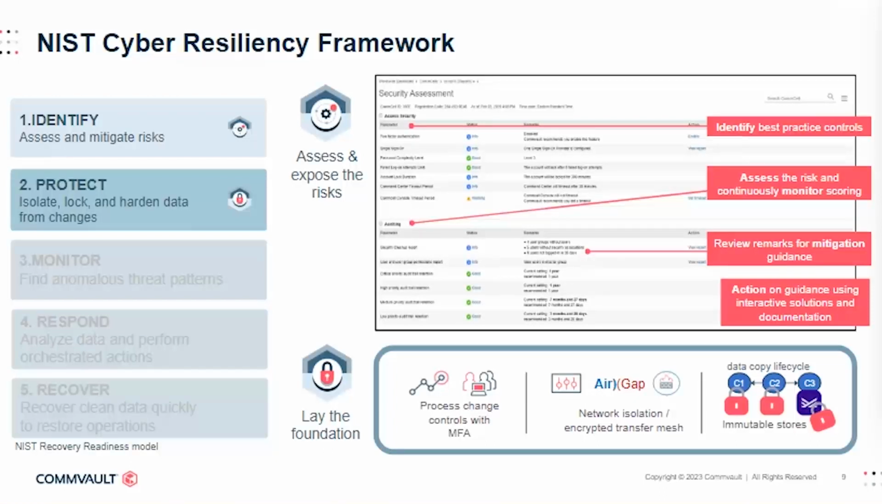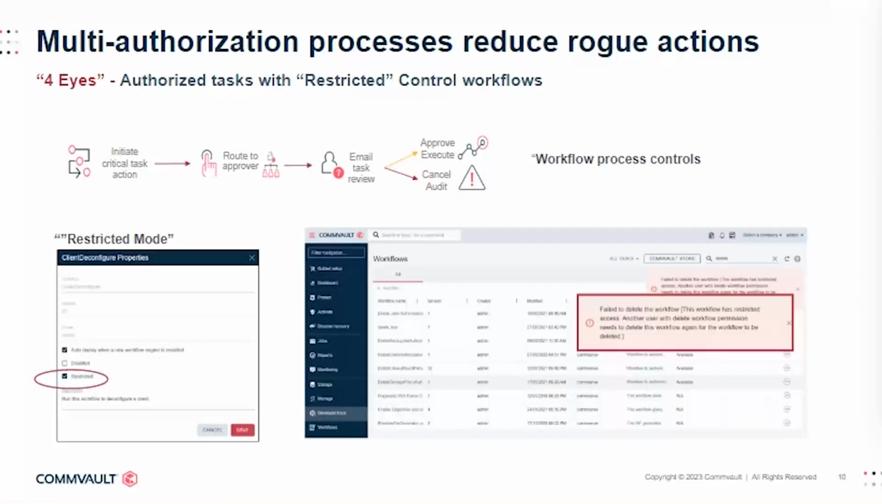Layer that on top of the MFA and the role-based access control. We've been multi-tenant and supported MSPs for a long time now. So we have very fine-grained control, and we have several workflows in place, like the multi-auth workflow. And what this is, basically, is a nuclear launch code style process that you can assign to any activity within our environment. You simply check that restricted box, and what will happen if someone tries to do something, and in this case, they're trying to delete a workflow. If somebody tries to delete it and it's restricted, it's going to route that to an approver. The approver can either approve or cancel it.